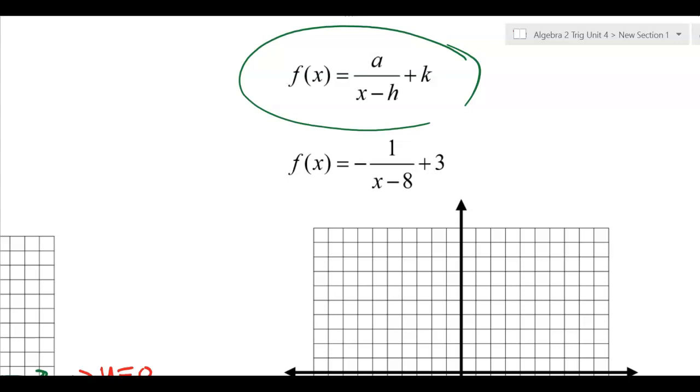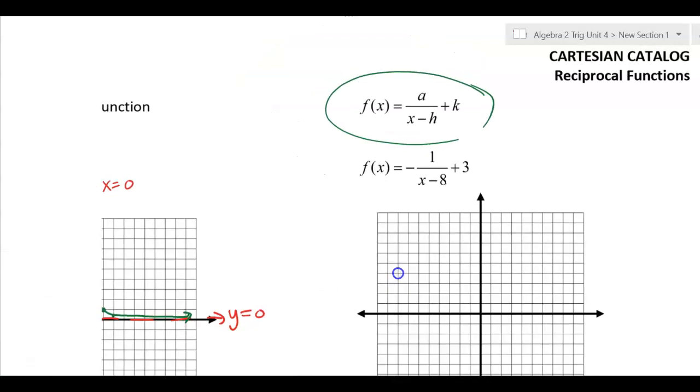So if the parent had an asymptote at 0, and that gets shifted to the right 8, it would now be at 8, okay? What about the horizontal asymptote? 3, okay? Because this is getting shifted vertically up 3, and those are the only changes that are going to affect the asymptotes.